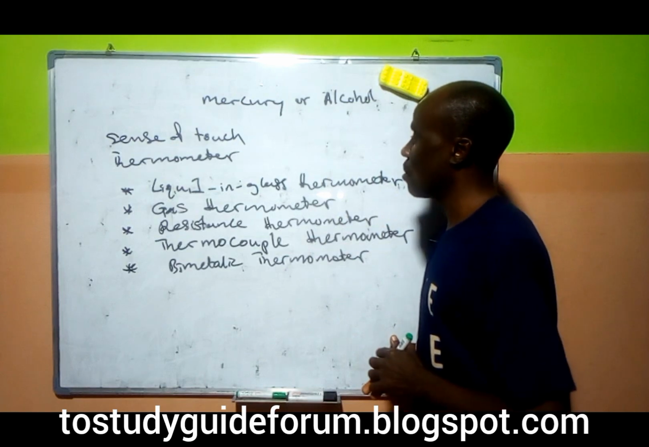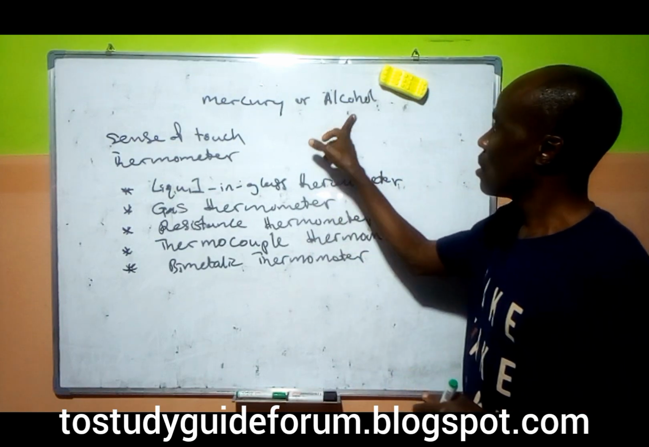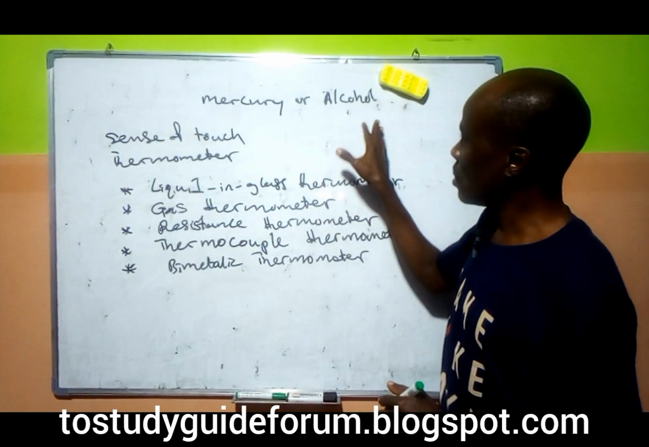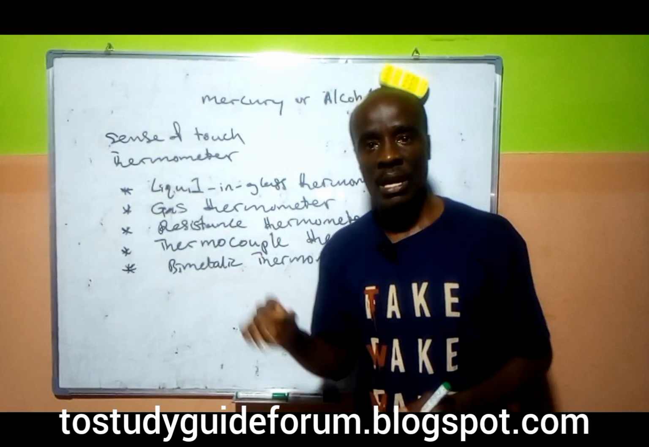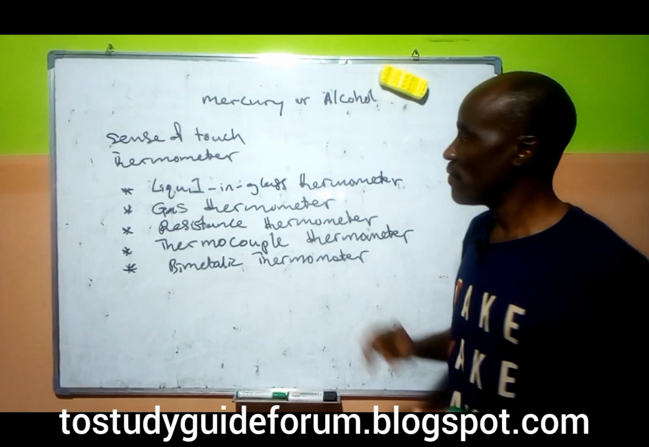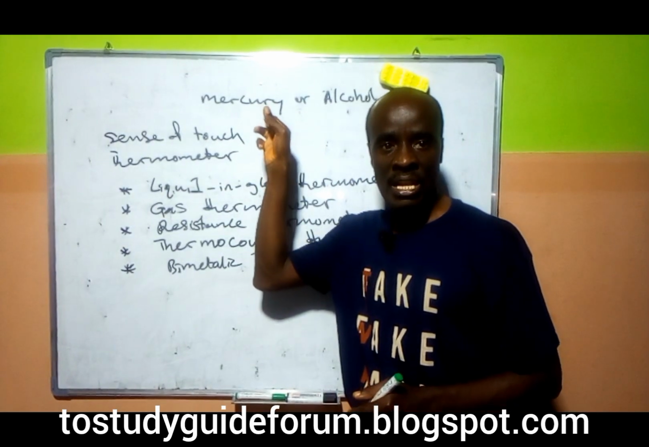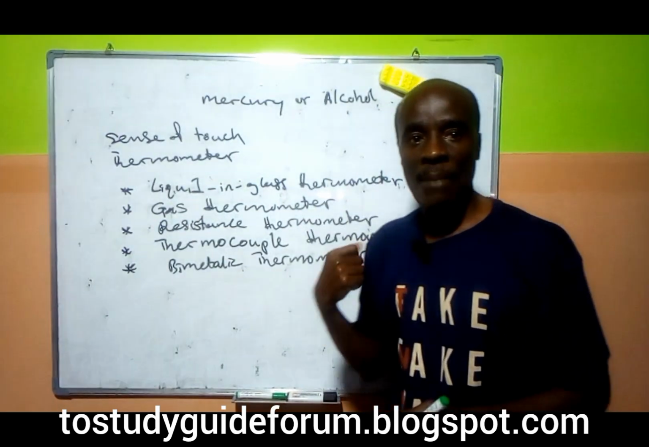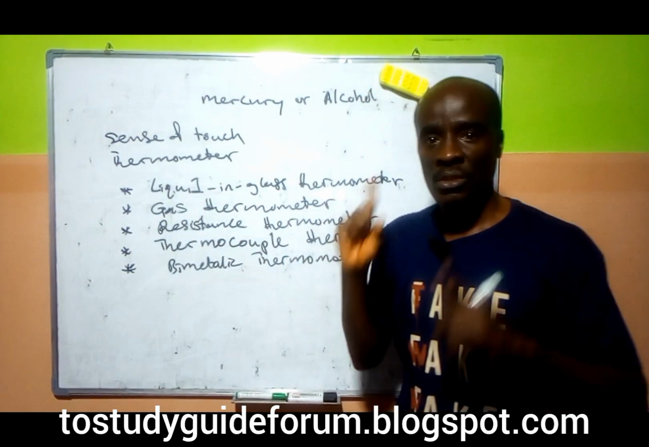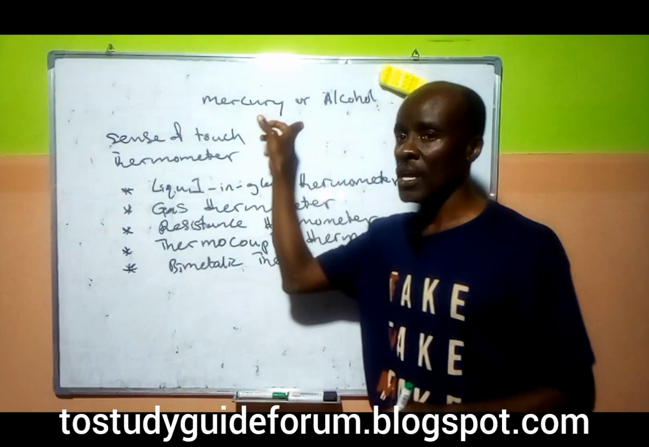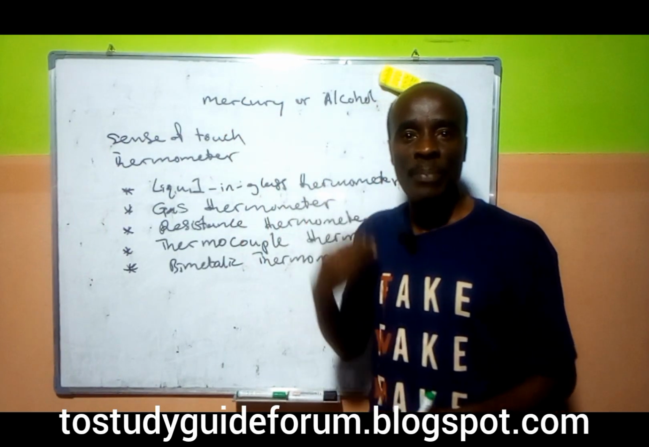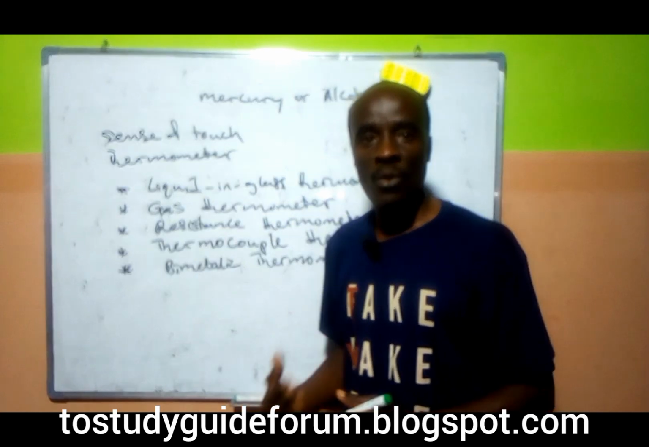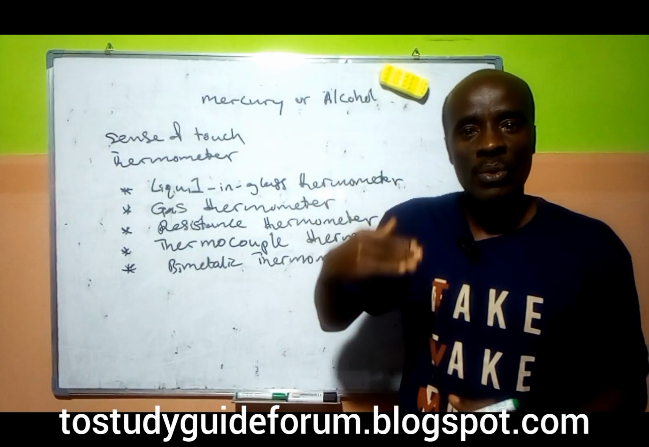Now, why is this one very good for the liquid in glass thermometer? They have one physical property that we consider in using them. The physical property that we consider in using mercury or liquid in a liquid in glass thermometer is the ability of the liquid to expand with temperature. As the temperature is increasing, the volume of the liquid will keep increasing.